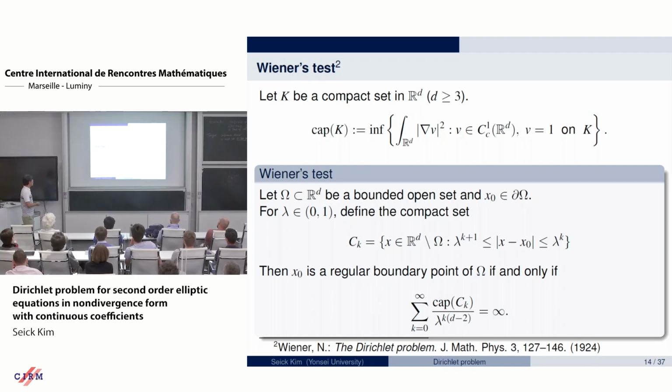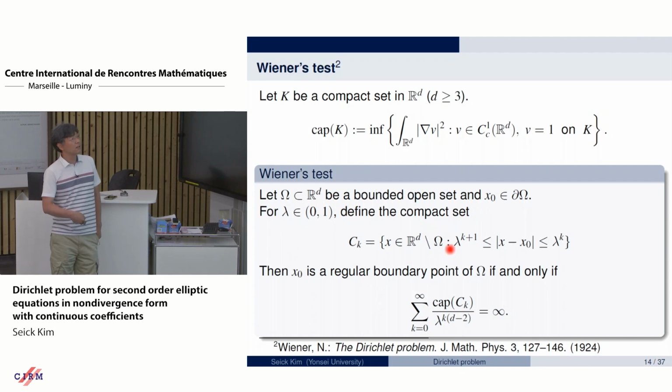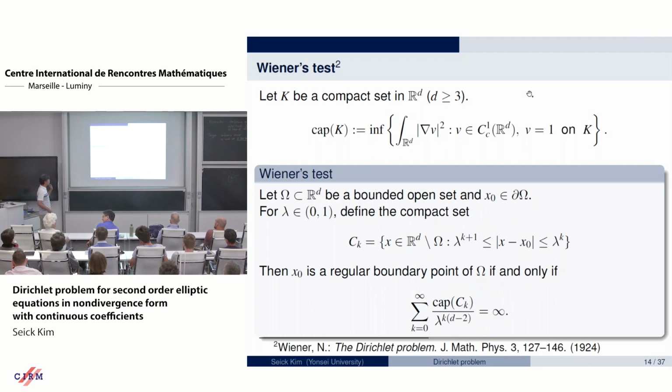And here comes the famous Wiener's test. For any gamma between 0 and 1, you define a compact set like this, a shell, and then the exterior of this domain Omega. Then you compute the capacity and divide this by lambda to the k. So this blows up and this gets small, right? But if this sum is infinity, then the point is regular. This is the if and only if condition.